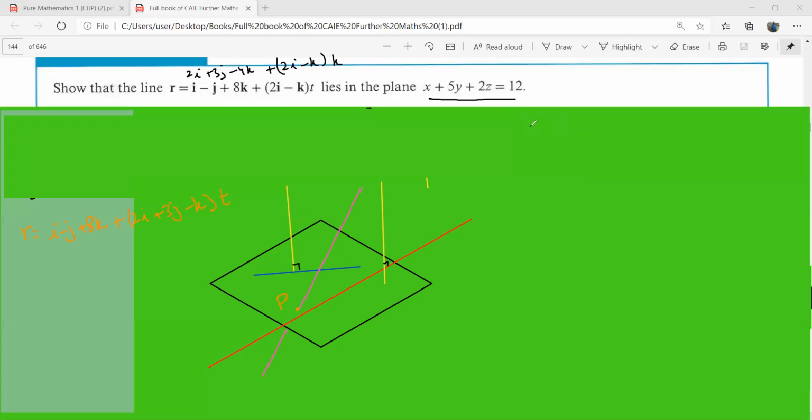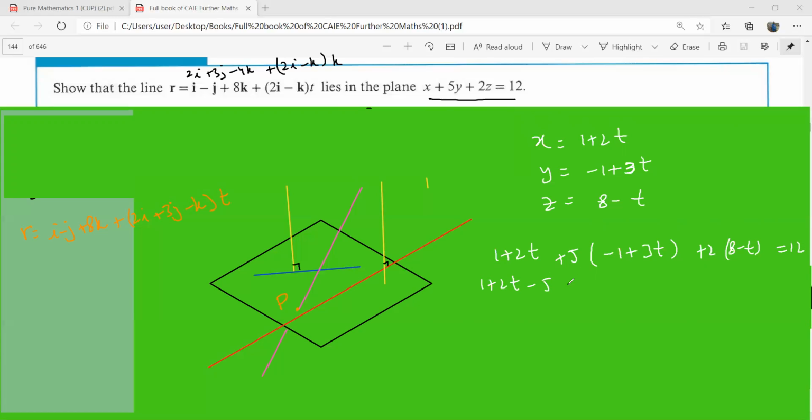Okay, you see that now you have your x equal to 1 plus 2t, and your y is equal to minus 1 plus 3t, and then your z is equal to 8 minus t. And you substitute this into the plane. So this is 1 plus 2t and plus 5 into minus 1 plus 3t. And then you have 2 into 8 minus t, and that is equal to 12. So this is 1 plus 2t minus 5 plus 15t plus 16 minus 2t, that is equal to 12.